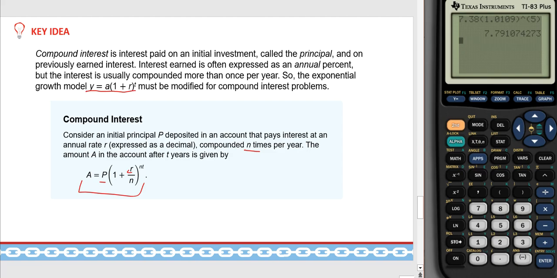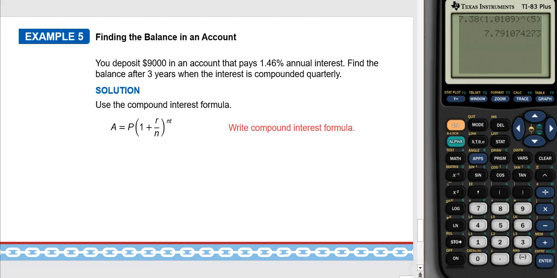A lot of bank accounts compound monthly, some quarterly, but monthly is a pretty popular compound time period. And then we have the t still in years. Notice our exponent now changes to n times t. So we are going to take our p initial principal and then multiply that by 1 plus our interest rate divided by our n value, and our exponent becomes n times t.